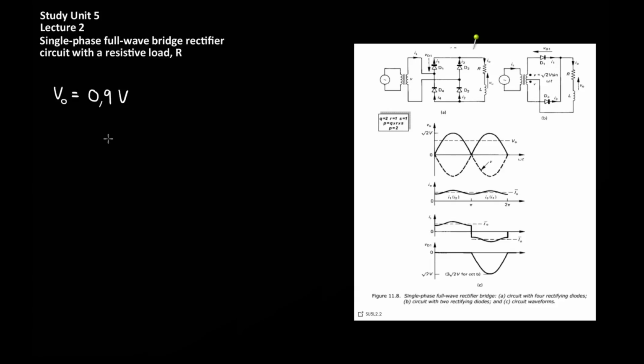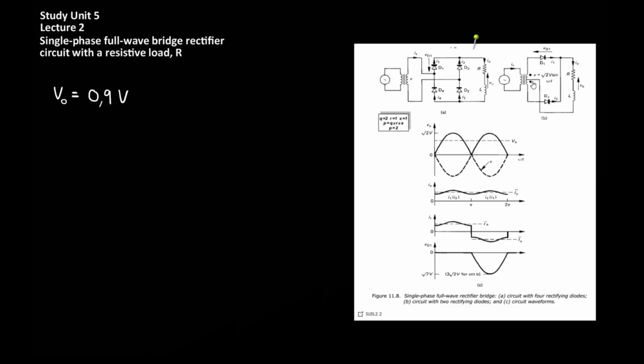The derivation of the output voltage is the same as for a purely resistive load, and the output voltage average is simply 0.9 multiplied by the peak voltage of the AC source. The reason for this simplified behavior is because the average voltage across the inductor is 0.